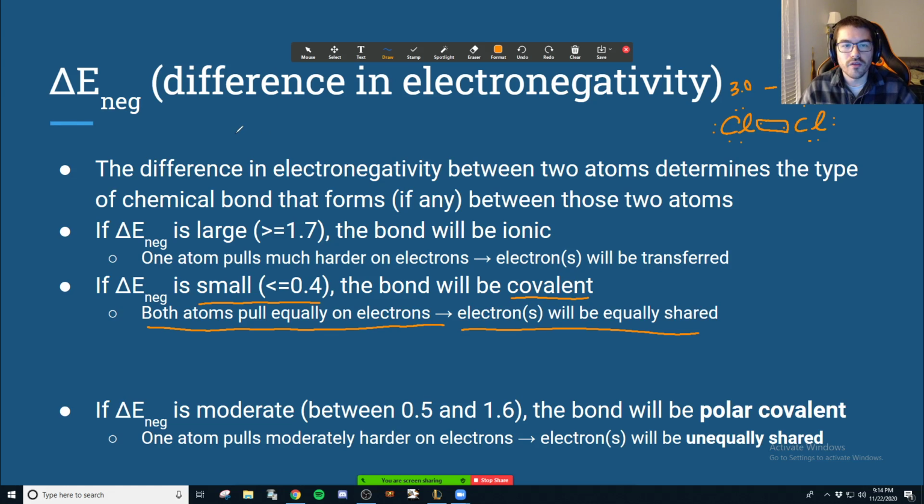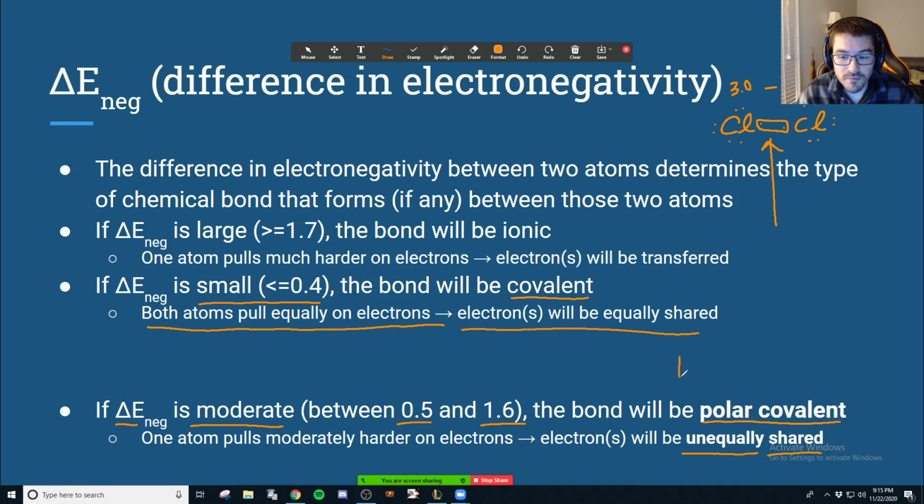Now, the whole reason we bring this up is because there is a situation in the middle. What happens if your difference in electronegativity is moderate, in between these values, between 0.5 and 1.6? Well, this is called a polar covalent bond. It's still a sharing of electrons, but it's an unequal sharing. This situation here is an equal sharing because these two atoms have identical electronegativities. The difference in electronegativity is 0.